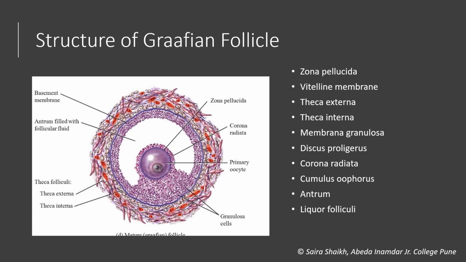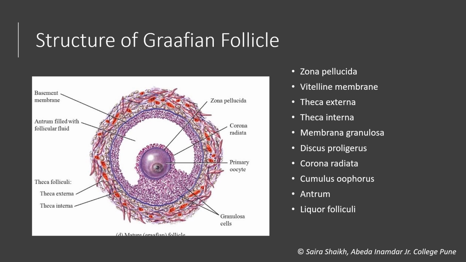Theca means the covering. Here the covering layer is differentiated into two layers. The outer layer is the external layer, and the inner layer is the internal layer. It includes the granulosa cell layer, in which further proliferation is seen, and the layers get split. The splitting of the granulosa layer creates a cavity. This cavity is called the antrum.